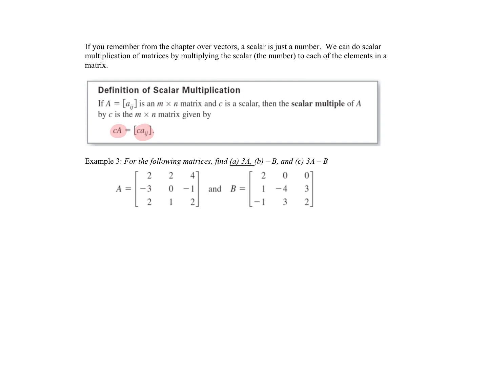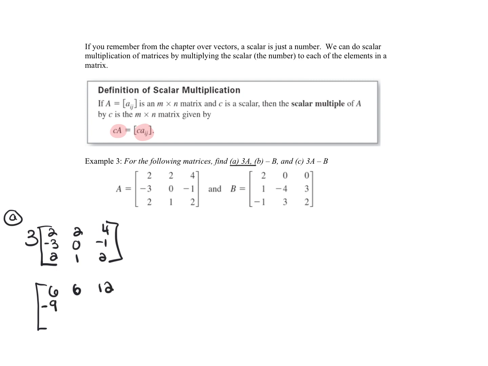So A says find 3 times big matrix A. That means I'm going to do 3 times matrix A, which is going to result in 6, 6, 12, negative 9, 0, negative 3, 6, 3, 6. So there's the answer for letter A.